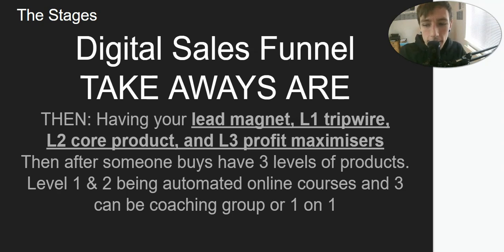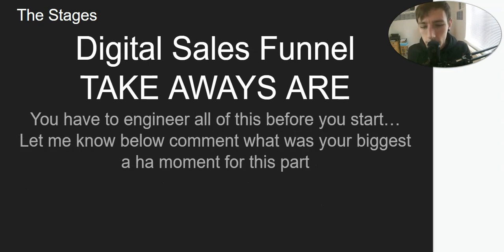Then you're having your lead magnet, Tripwire, core offer product. Then after someone buys, have 3 levels of products, okay? Level 1, level 2, automated online courses, and 3 can be coaching or one-on-one, things like this here, and affiliate stuff. So you have to engineer all of this before you start, and let me know in the comments below what your biggest aha moment was in this part of the elements of a top money making digital sales funnel.